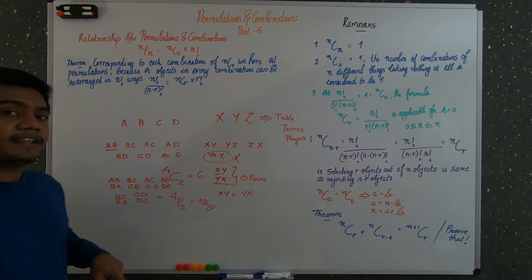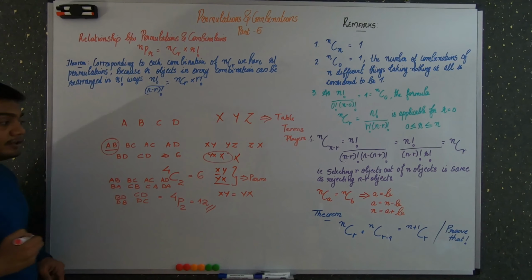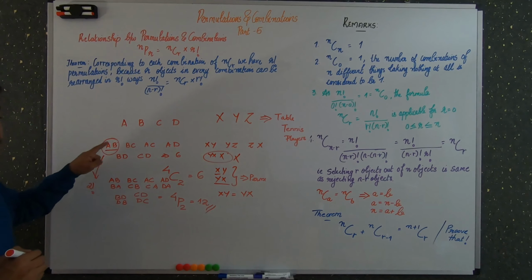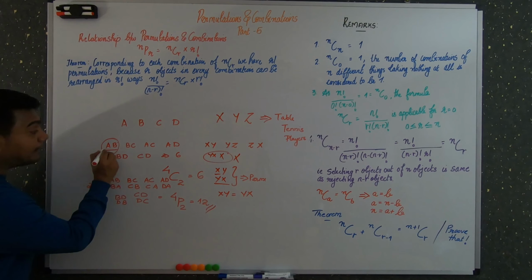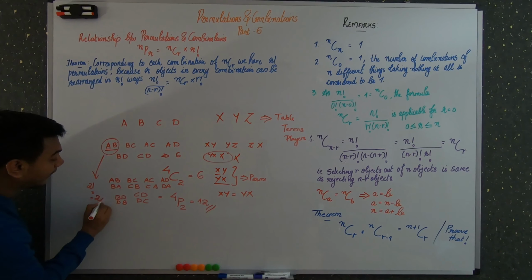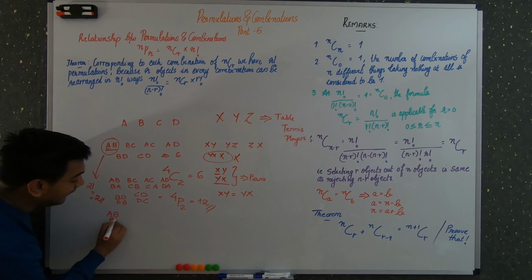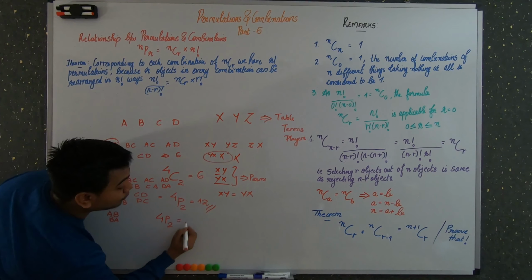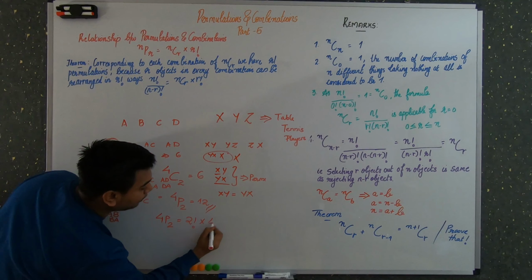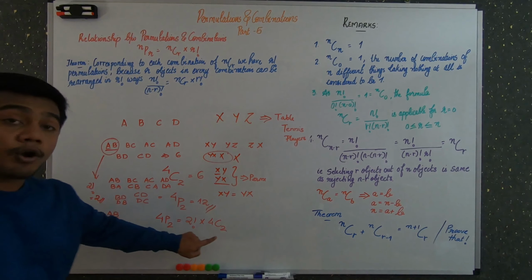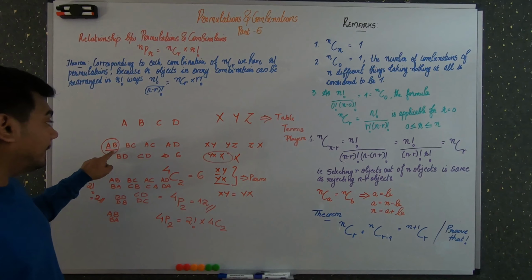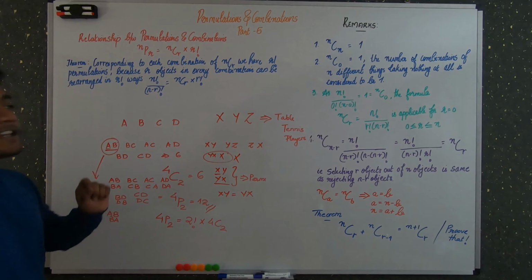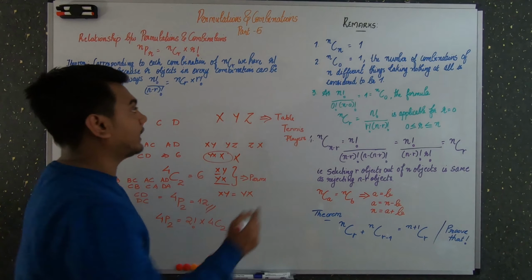So what is the difference? You see that for each of these combinations, there are 2 factorial ways of rearranging it. That is, AB can be rearranged 2 times, AB and BA. So you can say that 4P2 is equal to 2 factorial into 4C2. That is, each combination can be rearranged in 2 factorial ways.